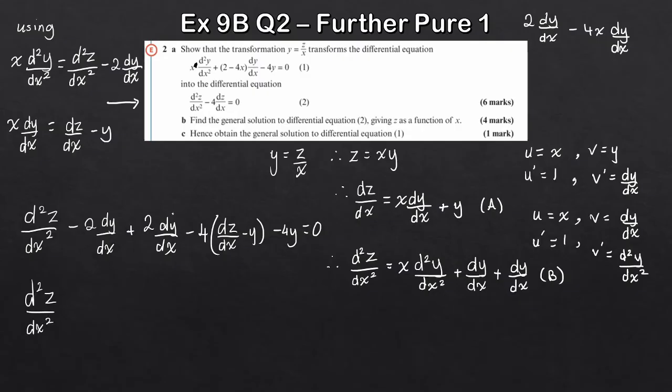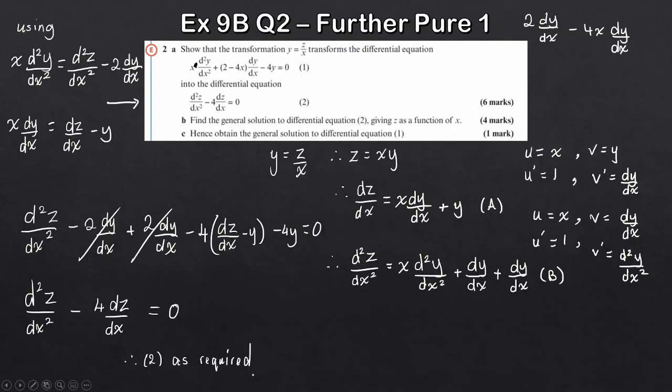This minus 2 dy by dx plus 2 dy by dx, they're just going to cancel with each other. We've got minus 4 lots of the derivative here of z. And if you did minus 4 times minus y, you get plus 4y, but with minus 4y, so they just cancel. So all we get left with is this being equal to 0, exactly as we required there for differential equation 2. So therefore, equation 2 as required.